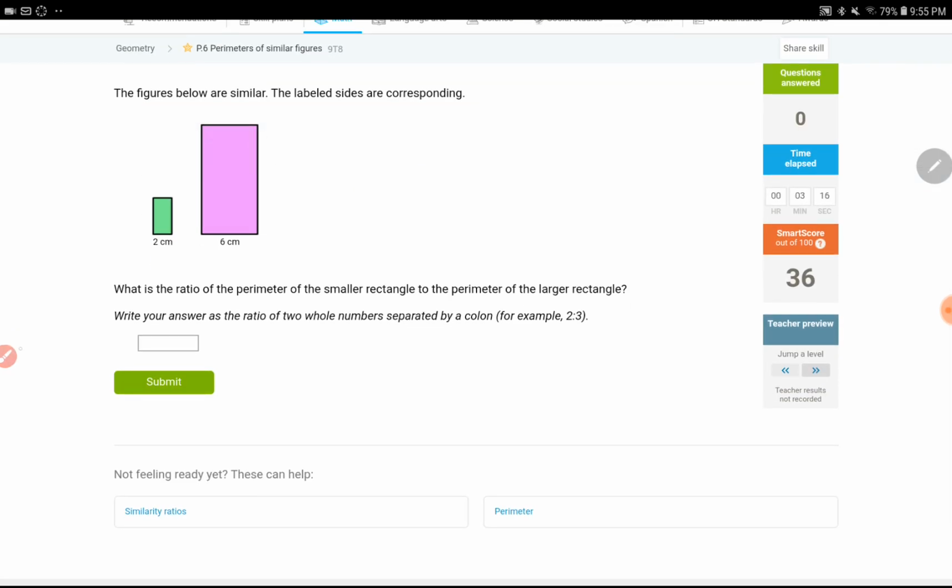Okay, this one here, yeah, we will need to use similarity ratio for this one. This is a good choice. The figures below are similar, the labeled sides are corresponding. What is the ratio of the perimeter of the smaller rectangle to the larger rectangle? So we need to find the perimeter of this one here and that one here, and then we have to divide them so we can have our final answer. And by the way, when they want us to write the answer as a ratio, they want us to use a colon instead of a slash to represent a fraction. Keep that in mind.